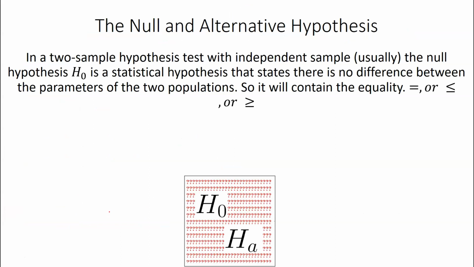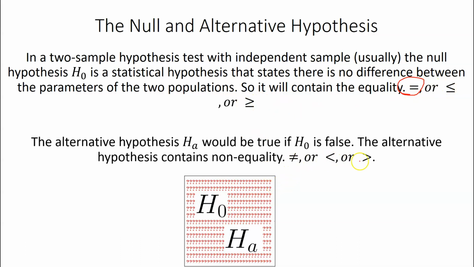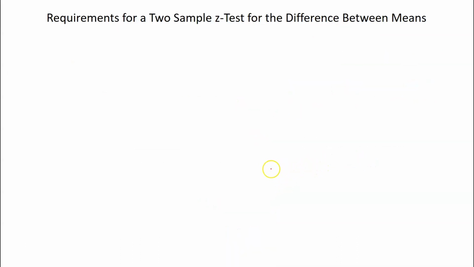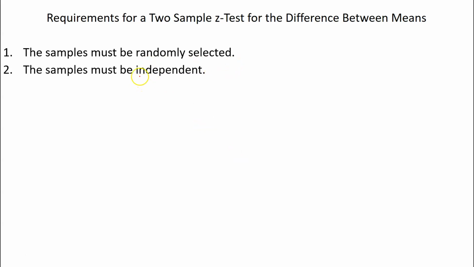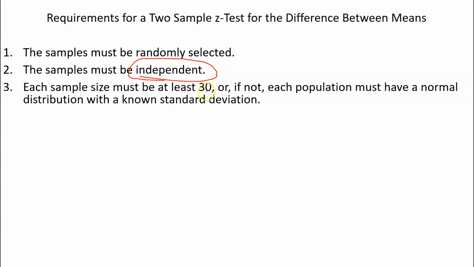In this section, just like most everything we've done before, the null is going to contain the equality. So equals, less than or equal to, greater than or equal to, and the alternative will not contain the equality. There are requirements to do one of these two-sample z-tests when we're testing the difference between means. They must be randomly selected. The samples have to be, there's that key right there, independent. And they should be at least 30 in sample size. If not, each population must have a normal distribution.